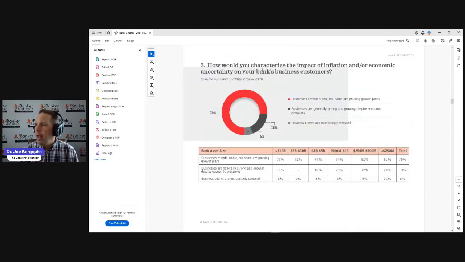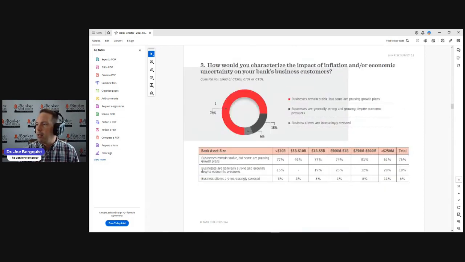How would you characterize the impact of inflation and or economic uncertainty on your bank's business customers? 76% said business remains stable, but some are pausing growth plans. About 18% said businesses are generally strong and growing despite economic pressures, and 6% said business clients are increasingly stressed. I would say that's pretty normal, at least for the area that I'm in. Businesses are remaining stable. I wouldn't say that some are pausing growth plans; I would say that pretty much everyone has paused growth plans at this point. I don't think some is a good word. I think it's either all or most. But businesses are remaining pretty stable in this environment.